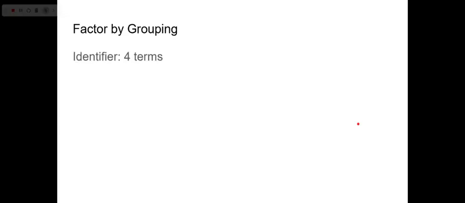Okay, let's do another one. 6x squared minus 4x minus 15x plus 10. Again, 4 terms. It's a quadratic. Looking at the first 2, what can we divide into both of them? Hopefully you realized it was 2x. So when I divide it by 2x, I'm left with 3x minus 2.